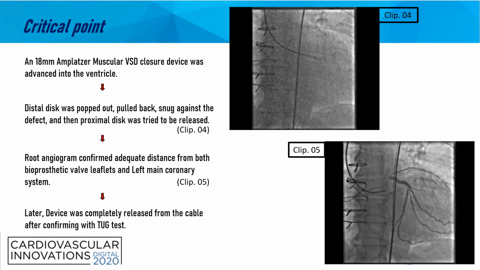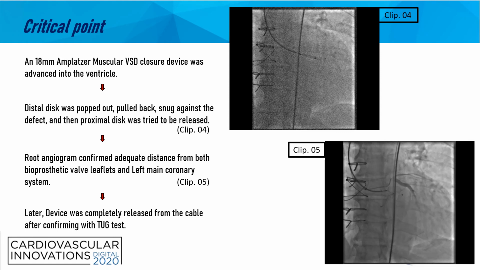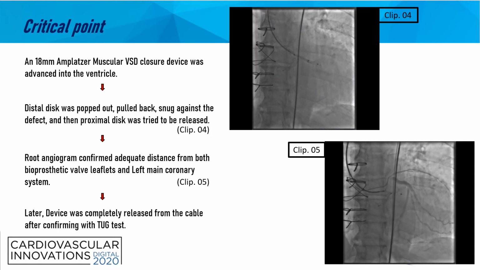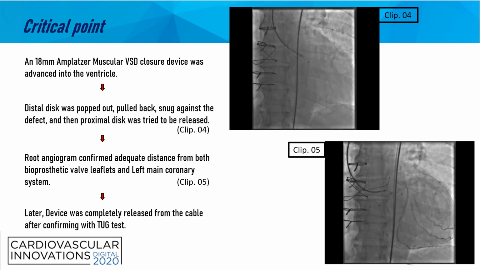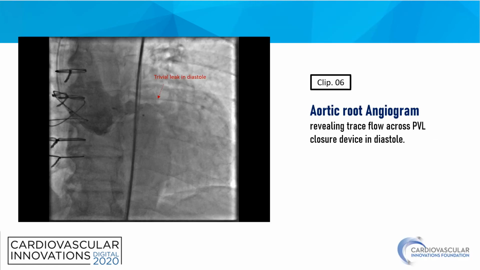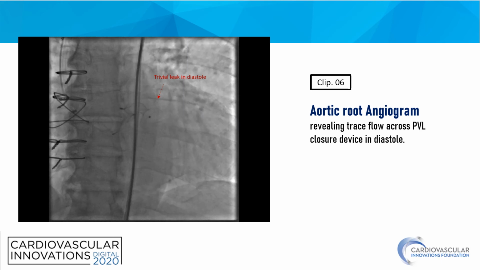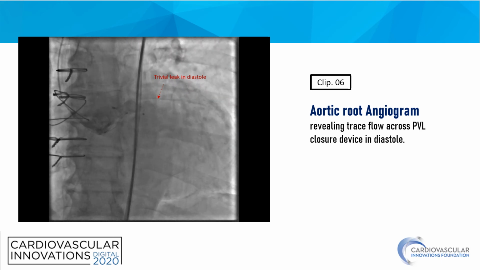Once it was successful, we repeated the root angiogram to confirm adequate distancing from both bioprosthetic valve leaflets and the left main coronary system. Finally, the device was completely released from the cable after confirming stability with a tug test. An aortic root angiogram was performed at the end after the device was released, which revealed trace flow across the paravalvular leak closure device in diastole.